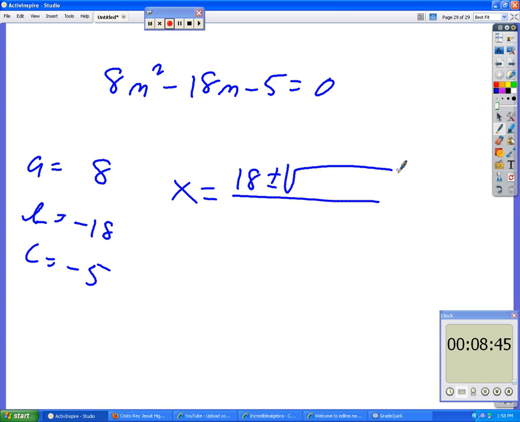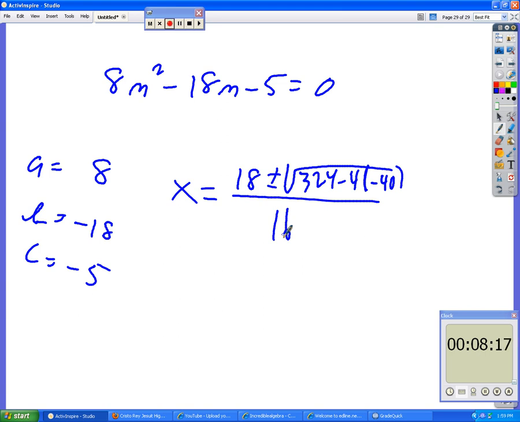324 minus 4, and then 8 times 5 is a negative 40. Then I go and do 2a. 2 times a is 16. I don't worry about trying to do the problem. I'm just trying to set the problem up with the numbers.